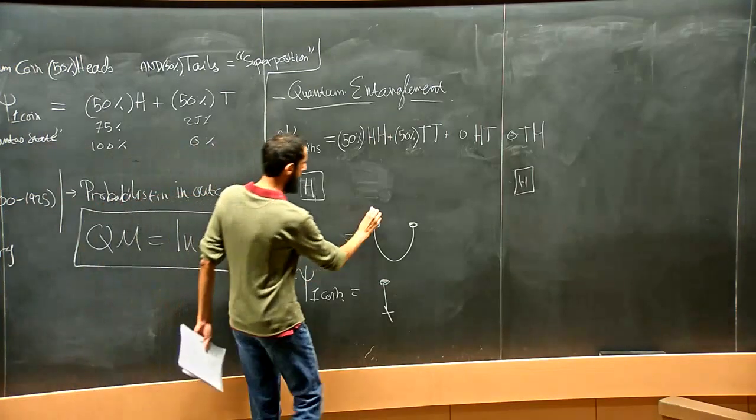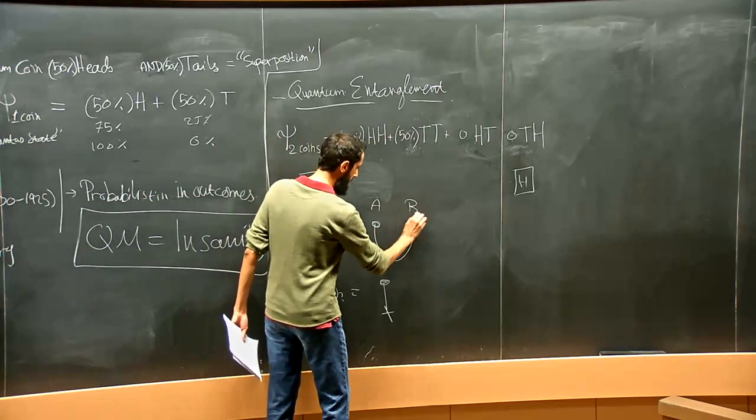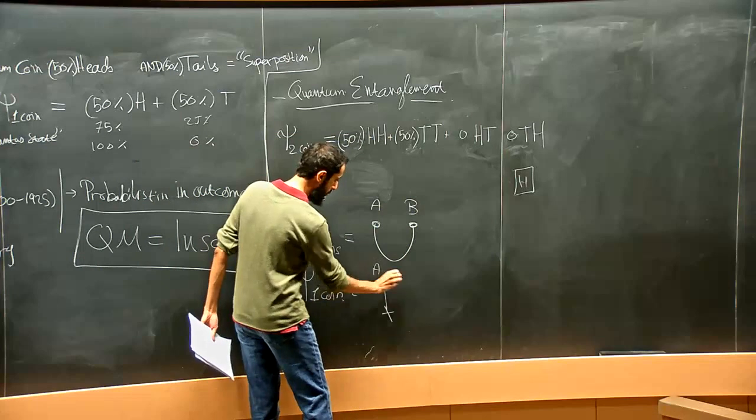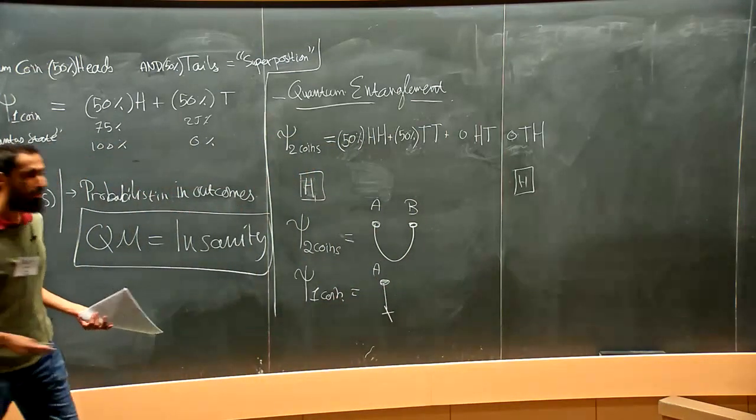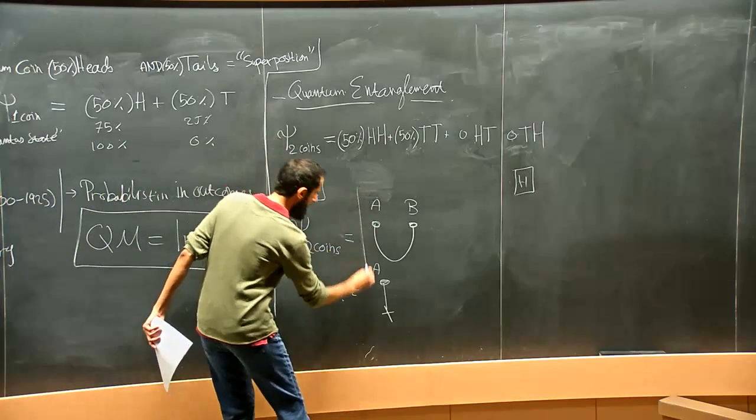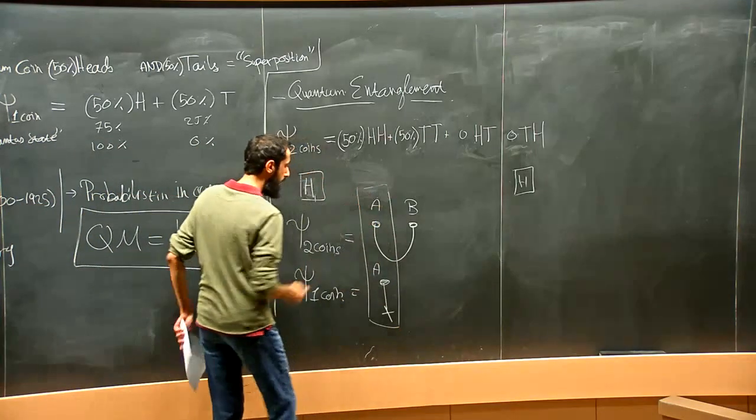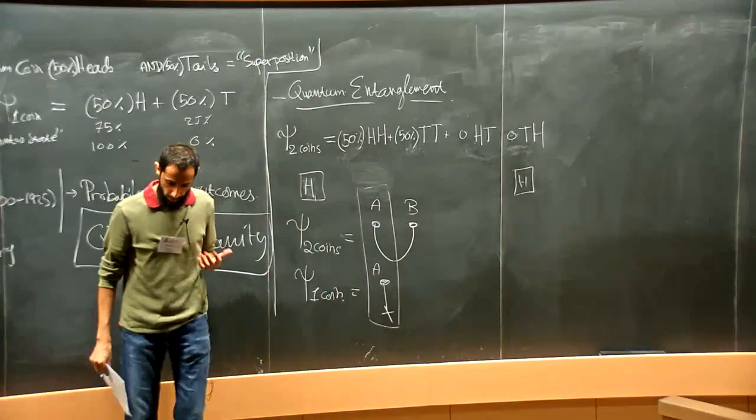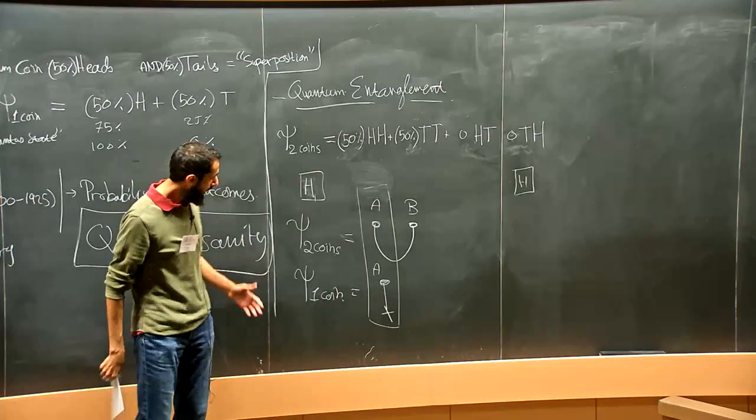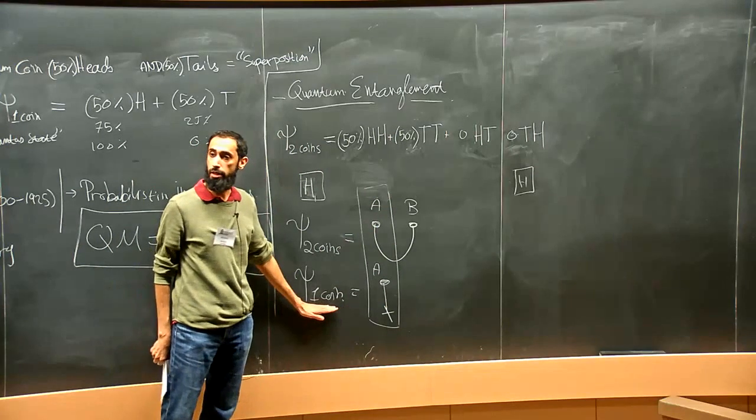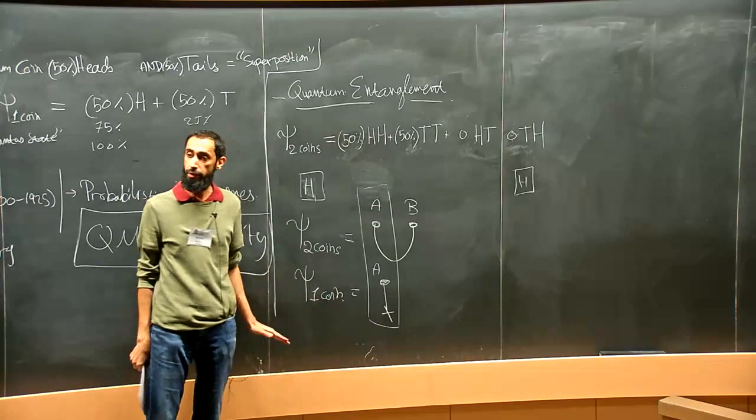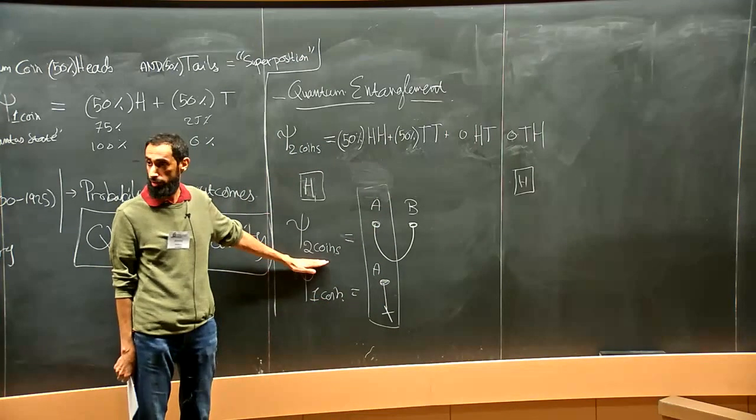Let's label this coin A and this coin B, and let's label this coin also A. Suppose we do measurements on coin A. I'm trying to explain why the single coin quantum state is different from the two coin quantum state.